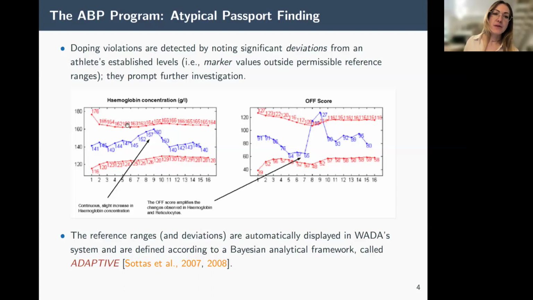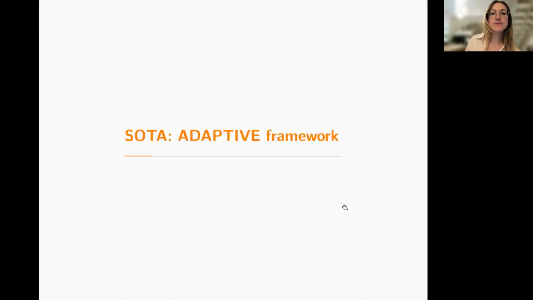And currently, the way these ranges are built is based on a methodology, a Bayesian analytical framework, which is called the adaptive. And all the national agencies will be given the results from the platform which implements this methodology automatically. So no one will have to carry out this analysis by hand. This is going to be given by the platform itself. So let me summarize a little bit how this adaptive framework works.